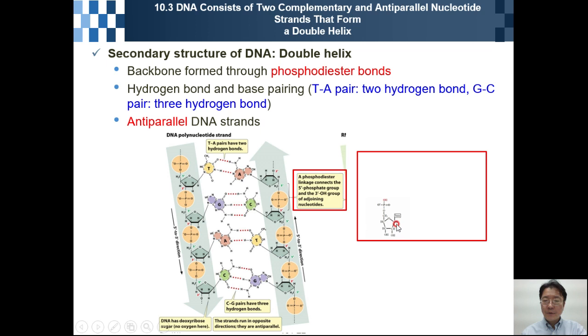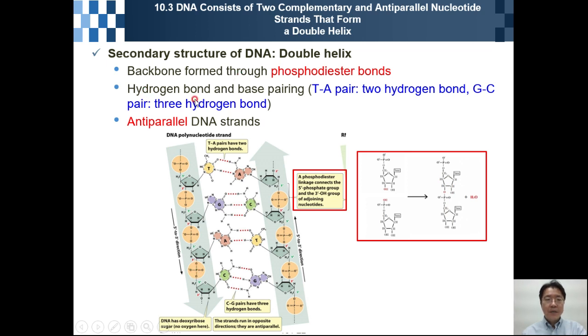So the carbon is first, second, third, fourth, and fifth. Because phosphate is attached to the fifth location of the carbon, we call it a 5' phosphate group. And the adjoining nucleotide has the OH on the 3' carbon, so we call it a 3' OH. Phosphodiester linkage happens between these two groups. They make the phosphodiester bond, so the phosphodiester linkage connects both of them like this. So the backbone is made like this and the backbone is made like this.